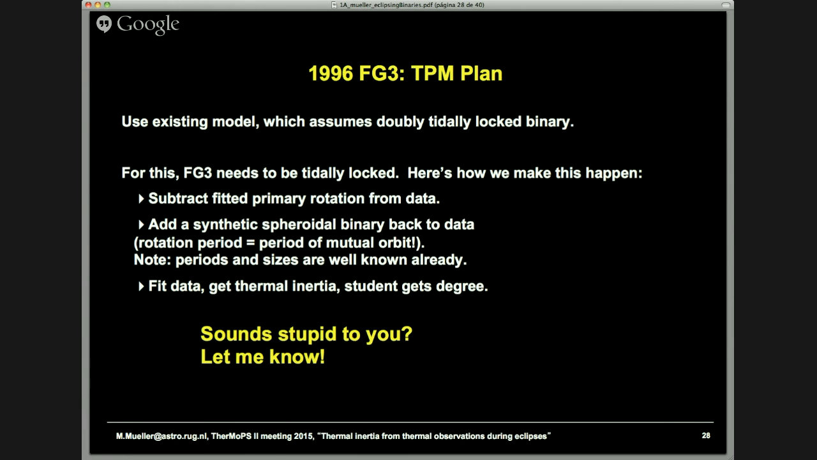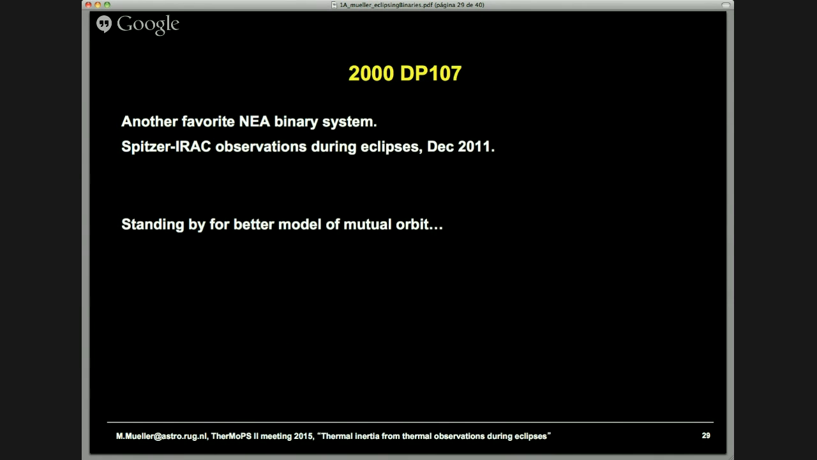And I promised another binary system, 2000 DP107. Also one of the more famous ones. We got Spitzer data, but there the situation is that we don't have an orbit model that is anywhere close to good enough to model this. But this is going to be coming up over the next 2 years, or so we hear from my Czech collaborators. So just stand by.